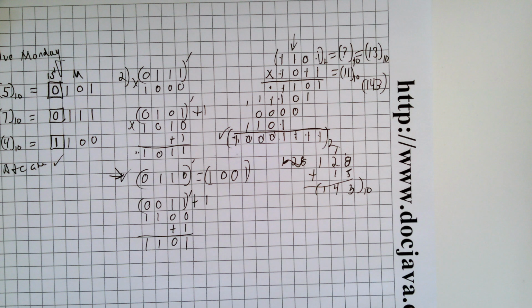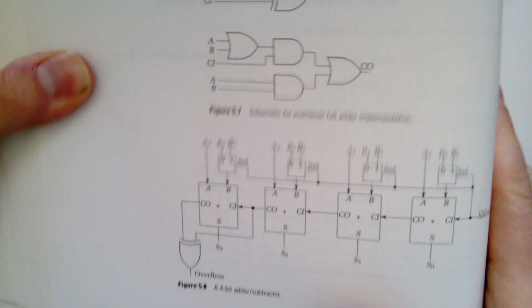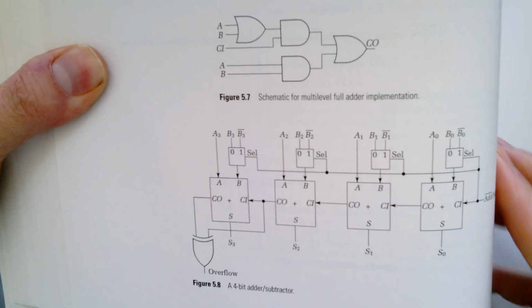Let's see what we got here. Now, 10. I believe 10 is in the book. Let me just check that one. I have a feeling this looks familiar. Yes, indeed. Right, let me see if I can get this onto the camera. Here we go.